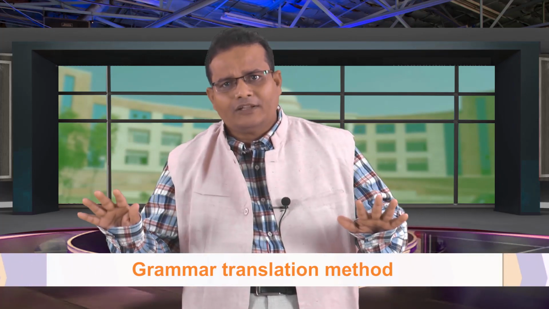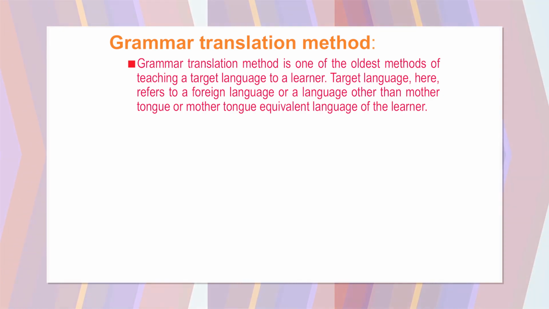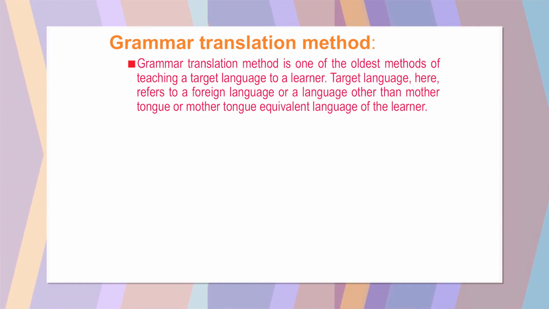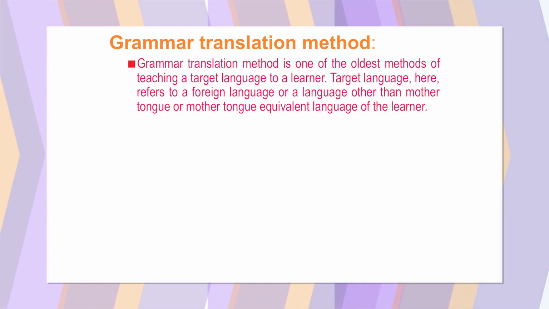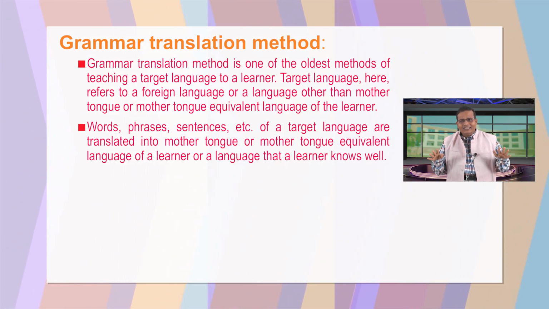Now let us focus on another important technique or method, that is grammar translation method. Grammar translation method is one of the oldest methods of teaching a target language to a learner. Target language here refers to a foreign language or a language other than the mother tongue or mother tongue equivalent language of the learner. This method has also a lot of importance for teaching learning of languages of the present day.